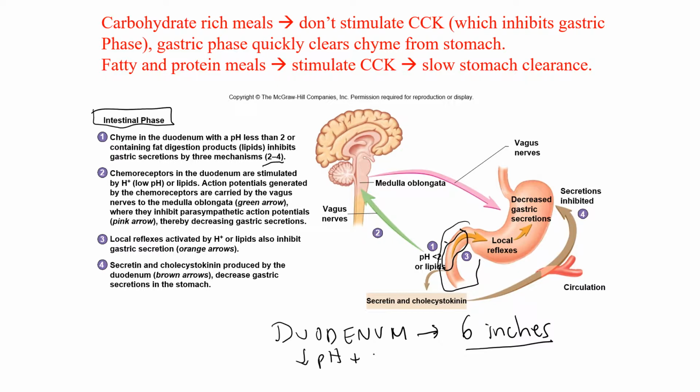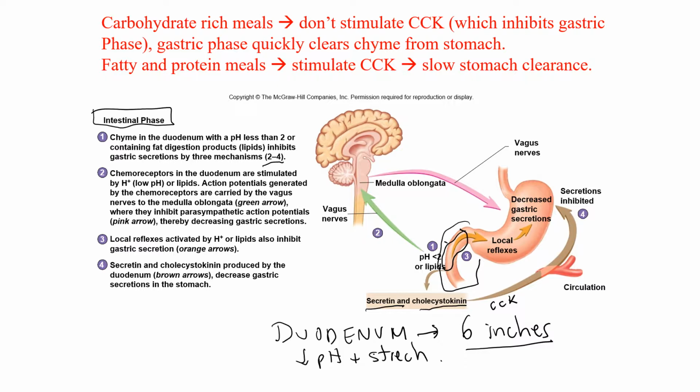These two conditions are going to stimulate enteroendocrine cells in the duodenum into secreting their hormones, secretin and cholecystokinin. The acronym for cholecystokinin is CCK.